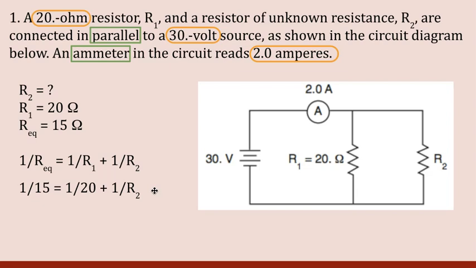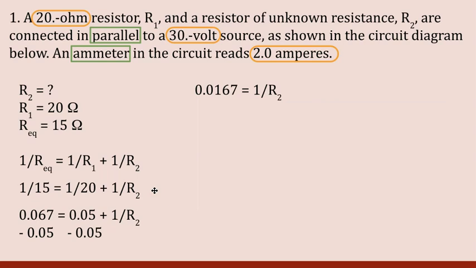At this point, I'm going to plug this into my calculator. You don't necessarily have to do that right away, but that's how I'm going to show it here. I'm plugging each of these individual fractions into my calculator. So 1 over 15 becomes 0.067, 1 over 20 becomes 0.05, and then 1 over R2 is just going to stay the same because I don't know what R2 is yet. I want to get 1 over R2 by itself, so I'm going to subtract 0.05 from both sides. That's going to leave me with 0.0167 equals 1 over R2.